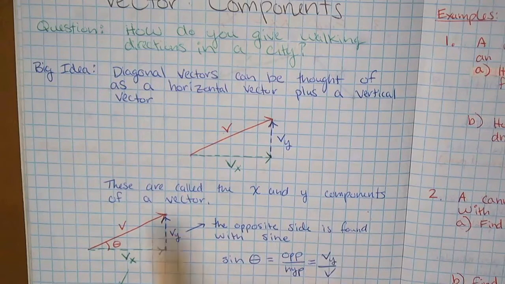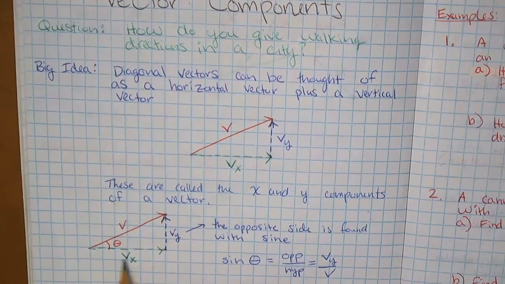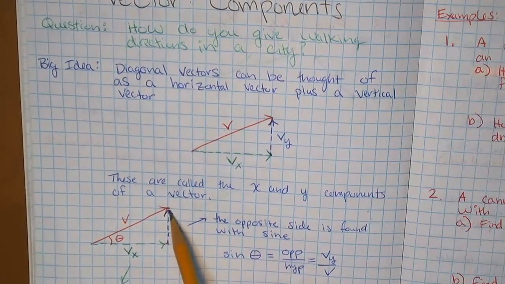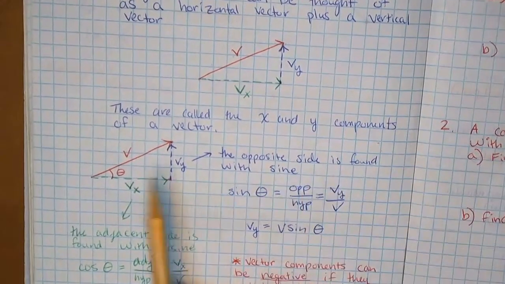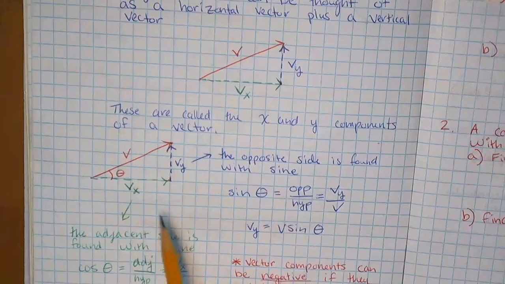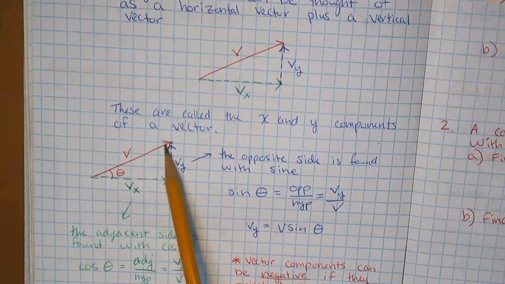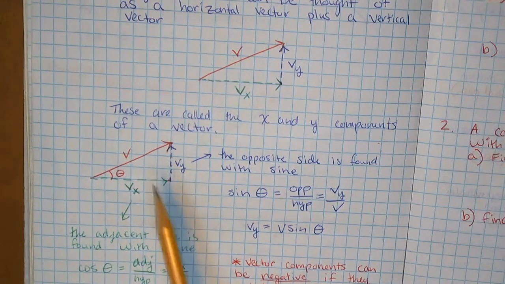These are called x and y components of a vector. So here's our velocity v, and here's angle theta, and so this would be our horizontal component. This would be the vertical component. So we're going to be using this mostly with forces as we go into this unit. But we're just using it with velocities because you're familiar with velocities. So this basically makes a right triangle, right? So we're just going to have to review some trigonometry, meaning some sine and cosine.